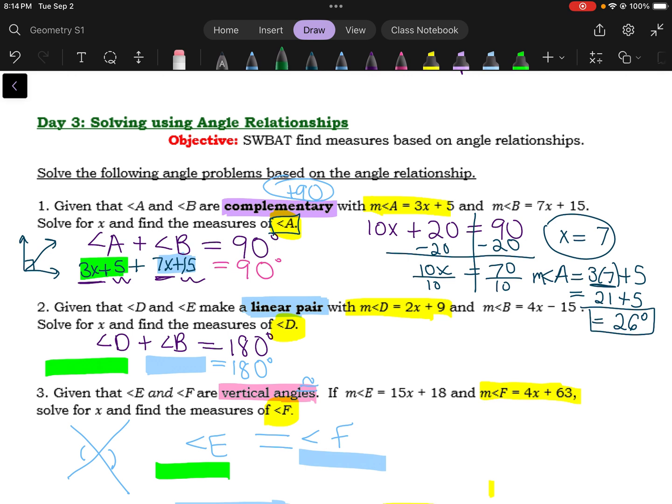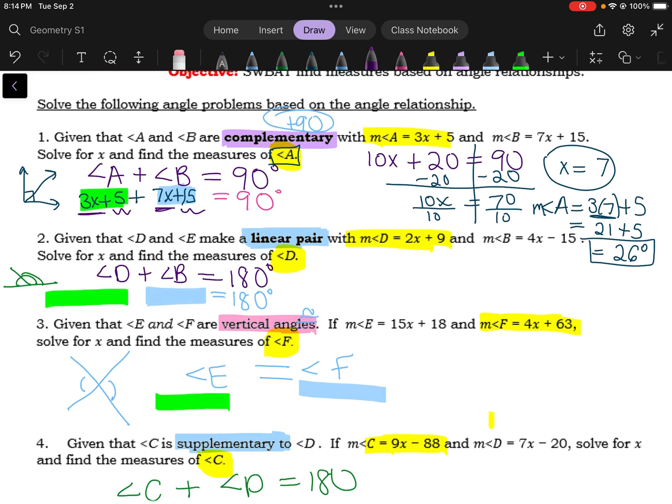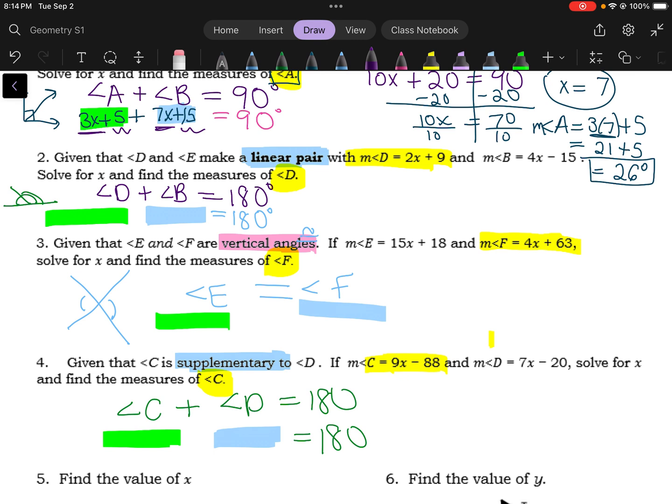Now I'm going to do the next one, a linear pair. A linear pair means that they create a line together, which means that they add up to 180. So angle D is 2x plus 9. Angle B is 4x minus 15. So I'm going to combine those and make it equal to 180 and solve for x. So same song and dance.